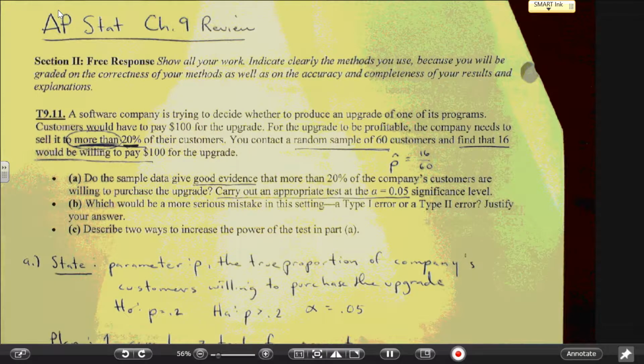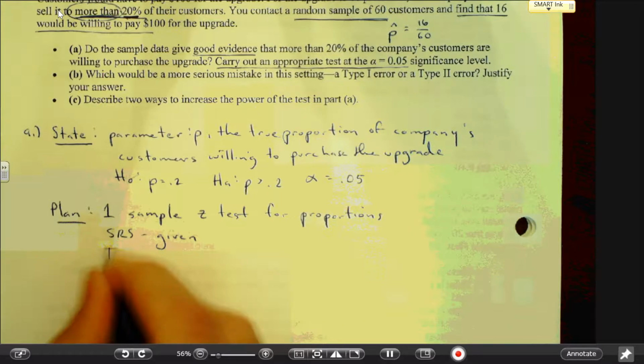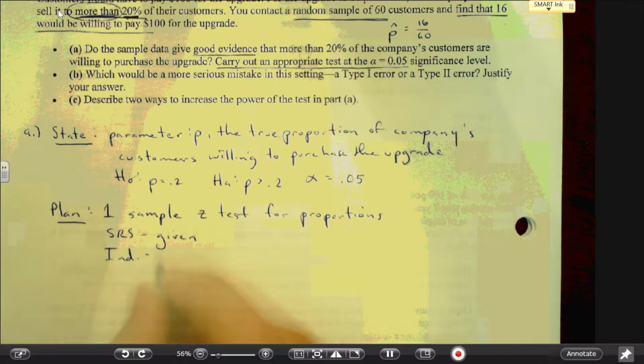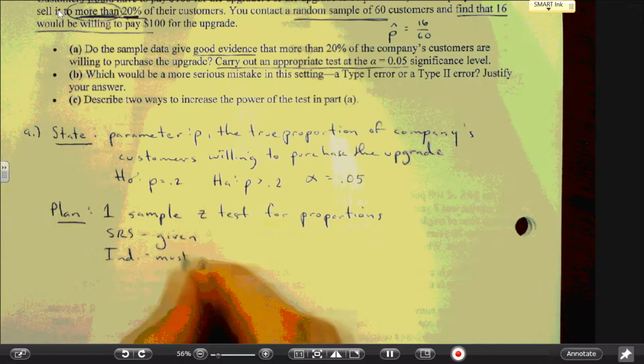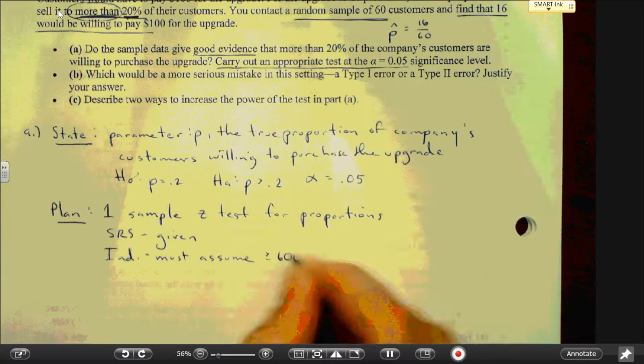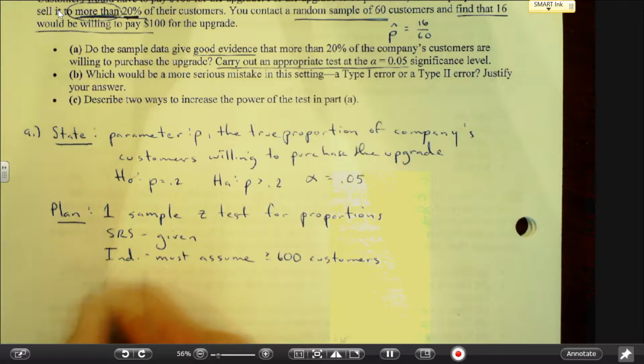As far as our conditions, we are told that it's an SRS. Slide that up there for you, sorry about that. Independence, well, our sample size was 60, so we must assume at least 600 customers in order for the independence condition to be met.